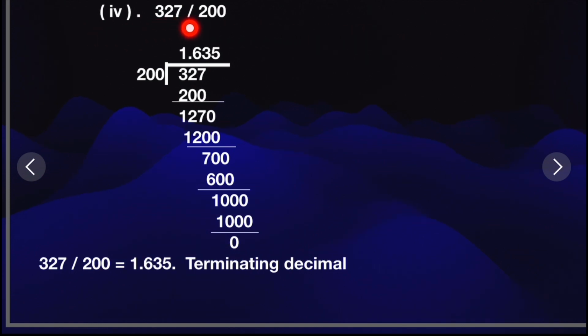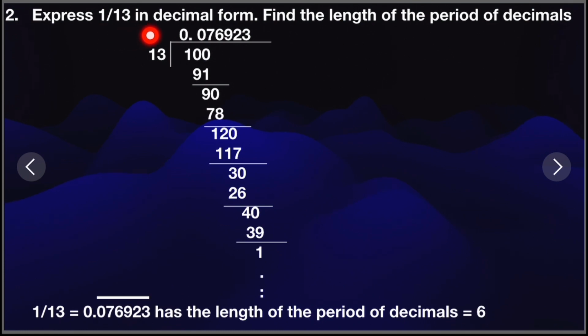Number 4, 327 upon 200. Again do the division. Here you are getting the remainder 0. So it's a terminating decimal. Express 1 upon 13 in decimal form. Find the length of the period. Again do the same kind of division. Again you are ending up with 1 remainder. You started with 1, here also 1. So this whole thing will repeat.